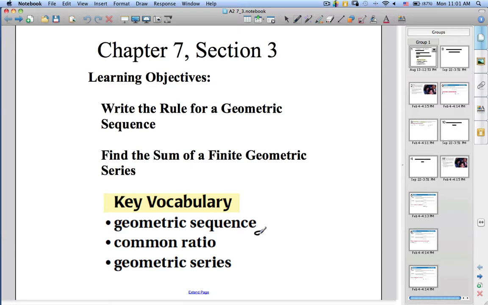In this case, since we're talking about ratio, we would be dividing. So a sub 2 divided by a sub 1, a sub 3 divided by a sub 2. So you find the common ratio by taking a term and dividing it, that's because it says ratio, by the term before it. Okay, and then a geometric series is, again, adding a range of terms from a geometric sequence. So very similar to what we learned about arithmetic sequences.